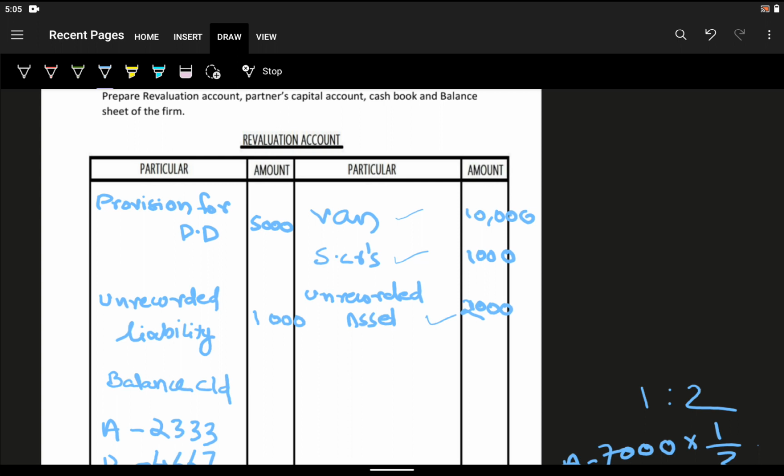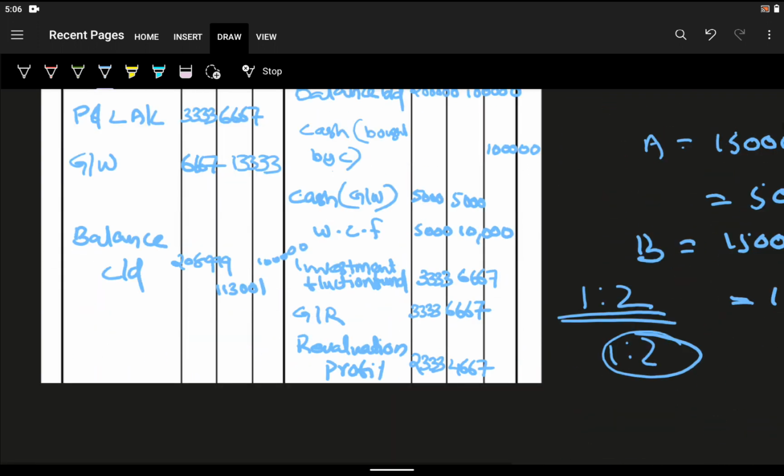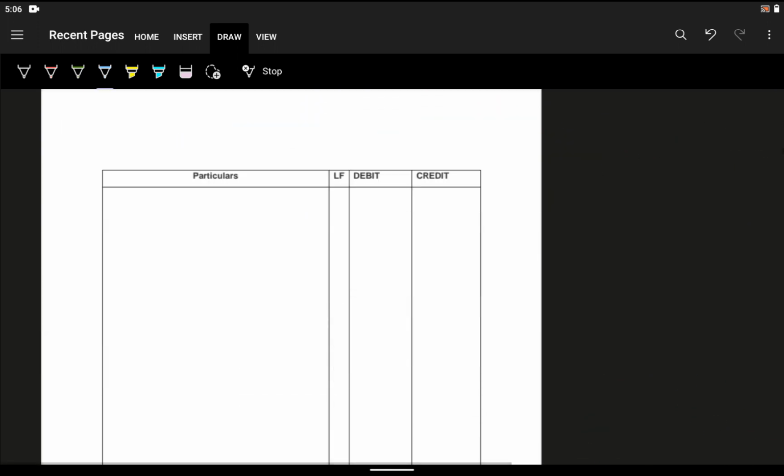I told you it is very simple to write a journal entry. Whatever is coming on the credit side, just debit it and write the name of that account. What is the name of that account? Revaluation account. So what will be the journal entry for van? It is coming on the credit side, right? So that we want to debit. So van account debited to revaluation account 10,000.